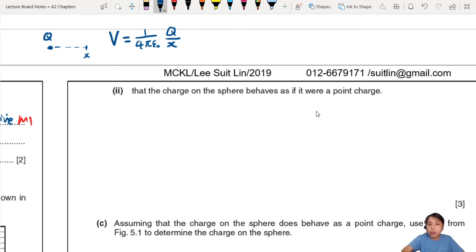But this one is a sphere. How can we prove that it behaves like a point charge? This is where you kind of have to use your paper 3 skills a little bit. Show that this relationship is true. What's the relationship? V is proportional to 1 over X. So they're saying, if your graph follows this equation, that means it behaves like a point charge.